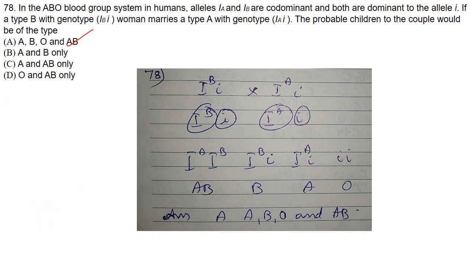Then in the ABO blood group system in humans, alleles IA and IB are co-dominant and both are dominant to the allele small i. If a type B genotype, that is IBi, woman marries a type A genotype IAi man, the probable children of the couple would be of the type. So this is the cross that is obtained and you will get AB, B, A and O. So the answer here is option A.